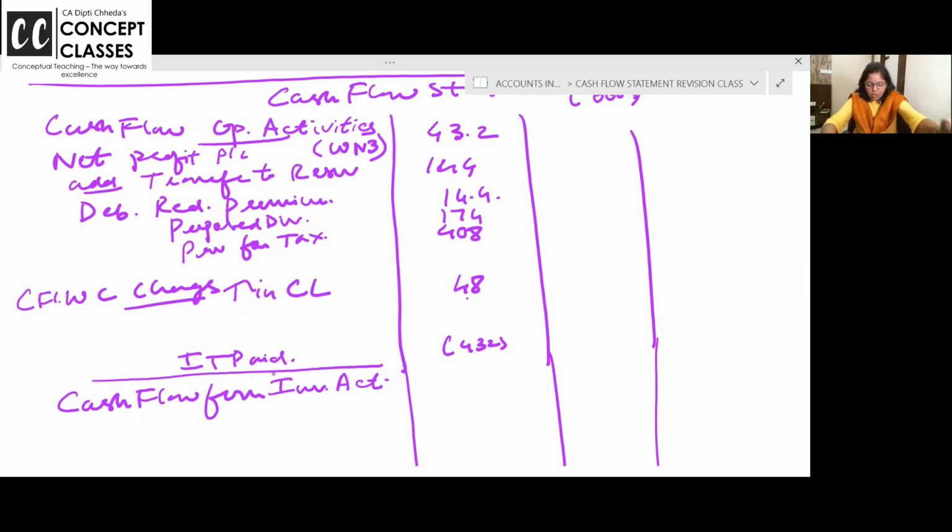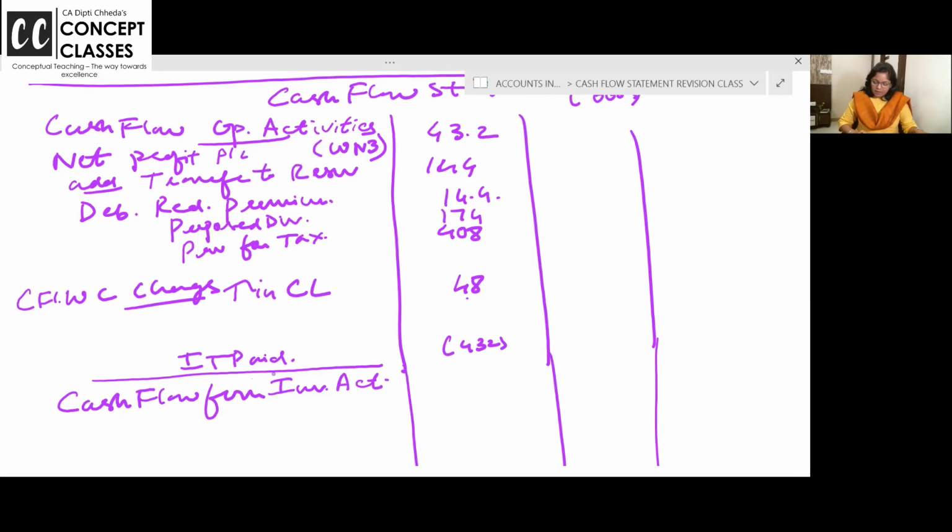Put your pens down. Scroll once. If you have any doubt, ask. I'm taking 20 minutes to solve with lot of explanation. Exam time should be 10 marks, 10 minutes. It should not take more than 10 to 12 minutes.